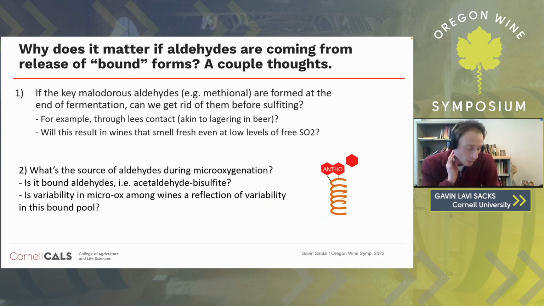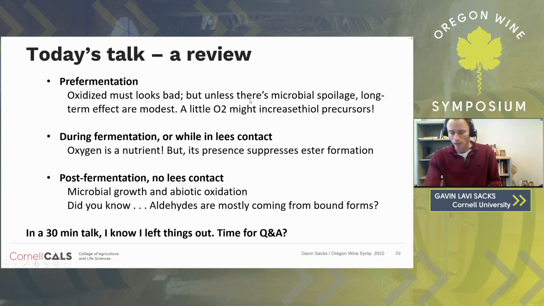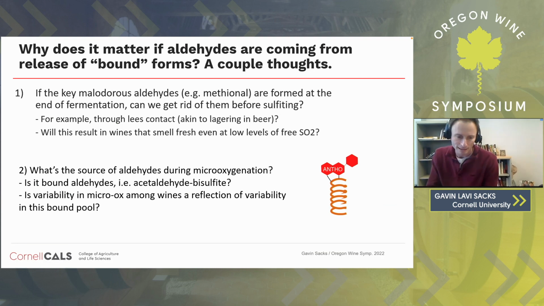So why do you care? Why is this more than just academic? One of the possibilities is that if these are bound forms that we can get rid of at the end of fermentation, can we get rid of them before sulfiting? Can we do that, for example, with lees contact in the way that brewers do with lagering beer? Can we then have wines that smell fresh even at low SO2?